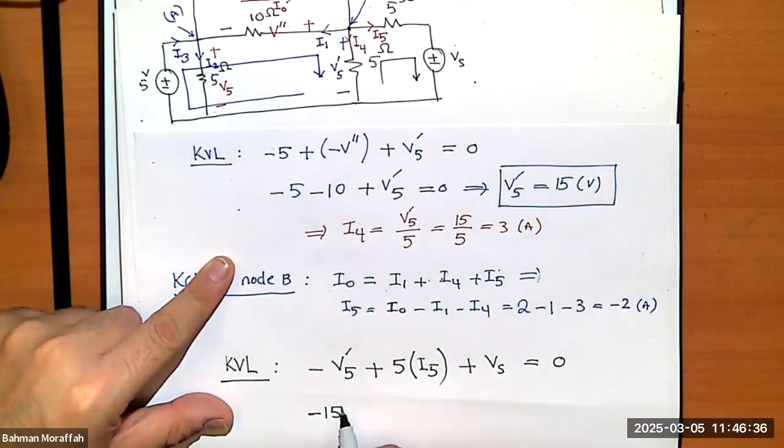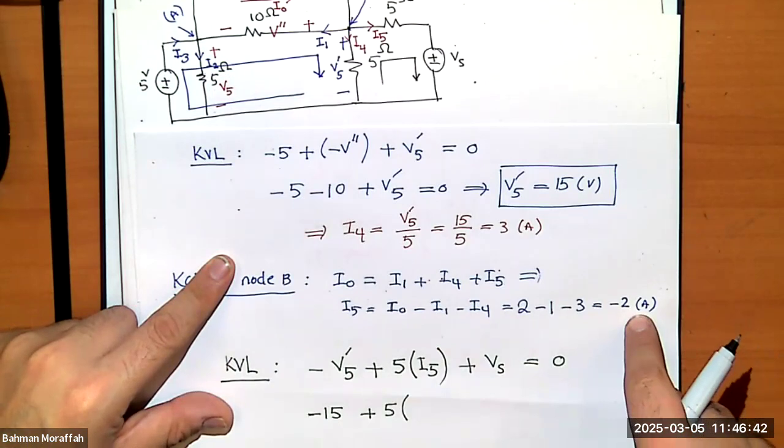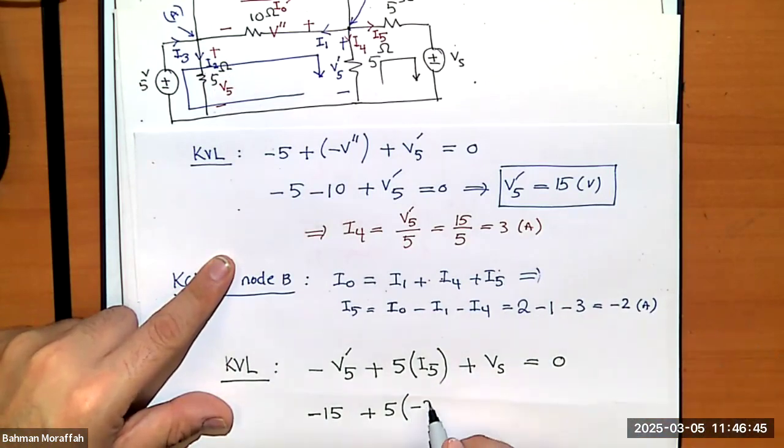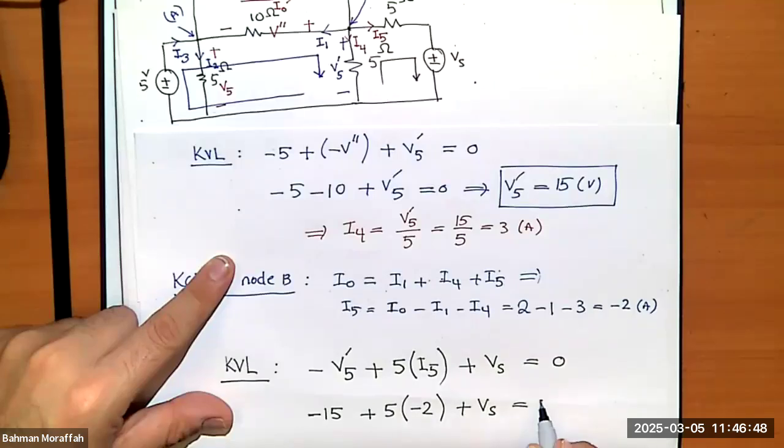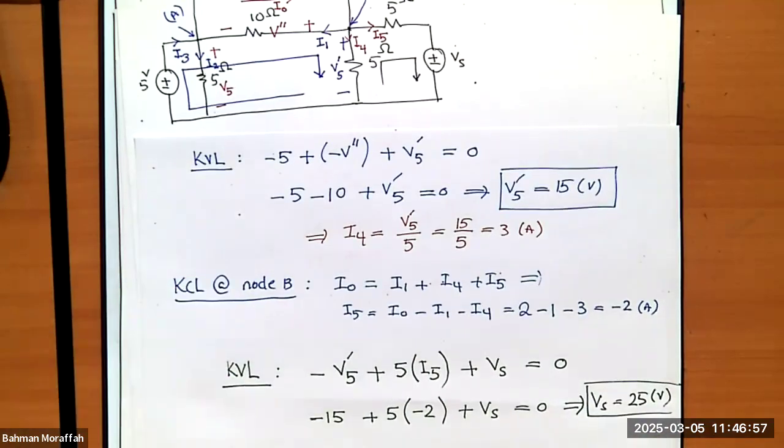So I have negative 15 plus 5 times I5. What is I5? Negative 2, right? Plus Vs, that must be 0. What is Vs? That's 25 volts. Is that clear how we approach this problem?